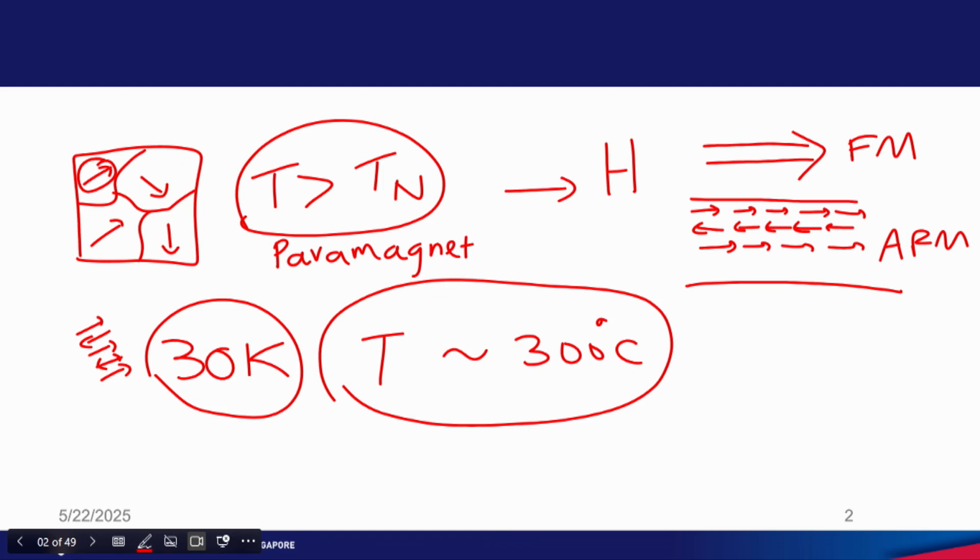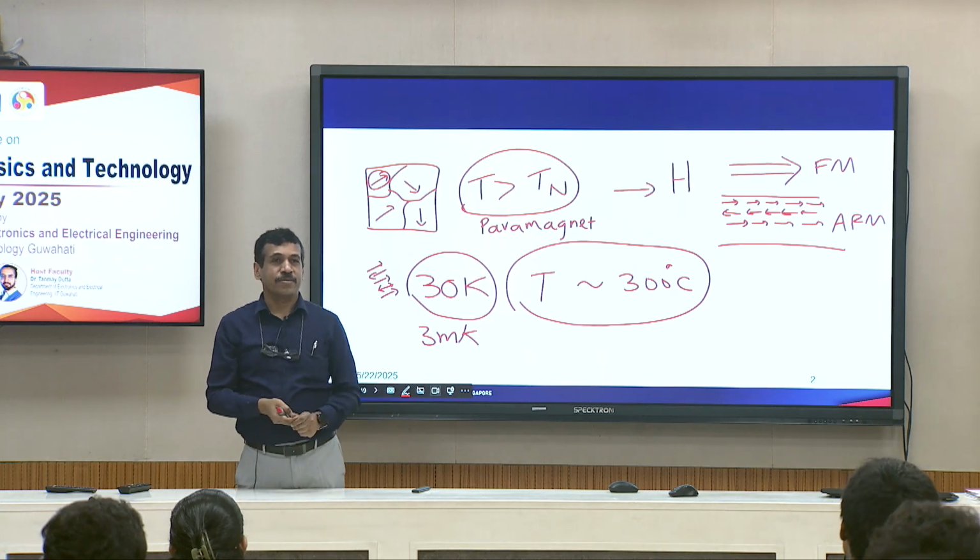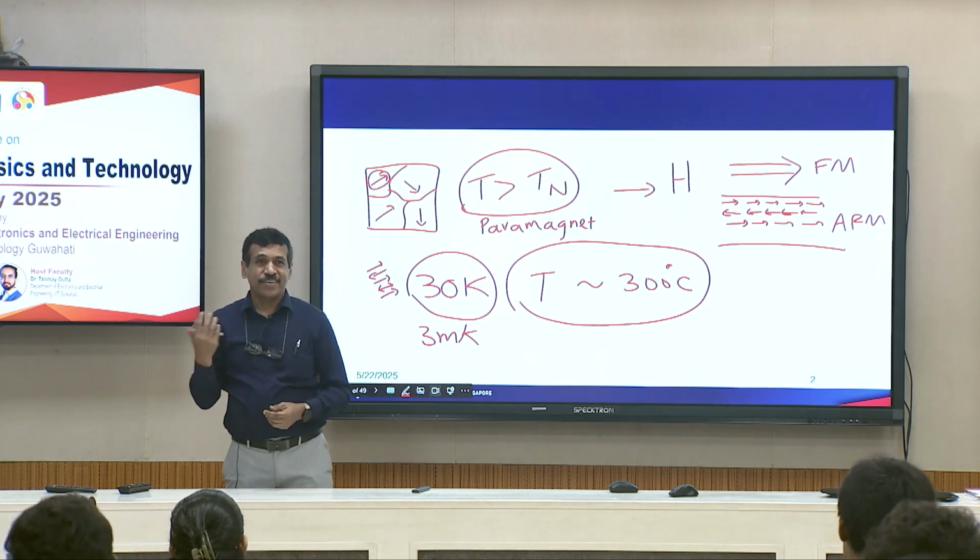There are many requirements, so a material design has to meet all the requirements. Making a product is not easy. Doing research, you can do anything. You can observe some phenomena at 3 millikelvin and say that it is very interesting. It is interesting, but it is useless. 3 millikelvin data is useless.